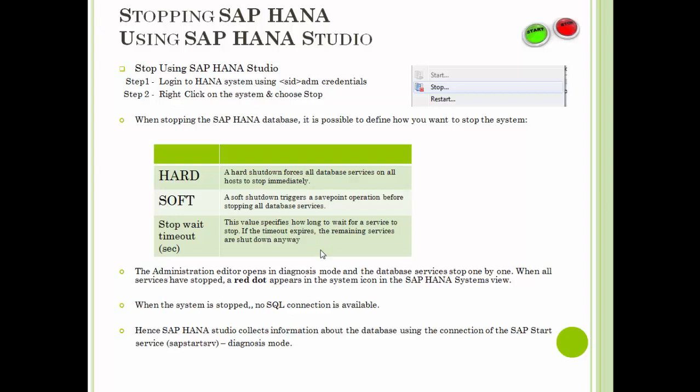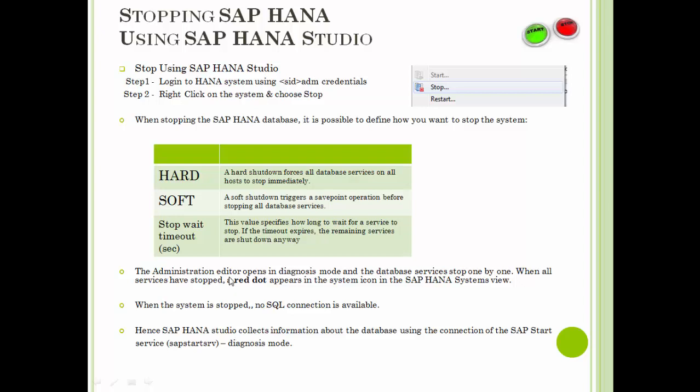Say for example, I give 100 seconds. So for 100 seconds, it will wait without stopping, I mean, without abruptly stopping. That is, services should go down by themselves once we issue the stop command. If that does not happen within 100 seconds, then the HDB stop or Studio stop will proceed to stop abruptly all the services.